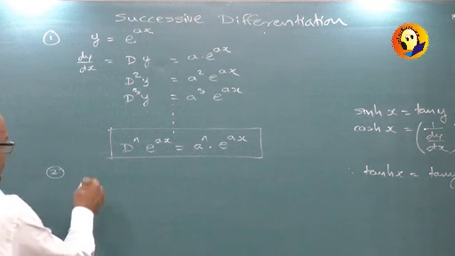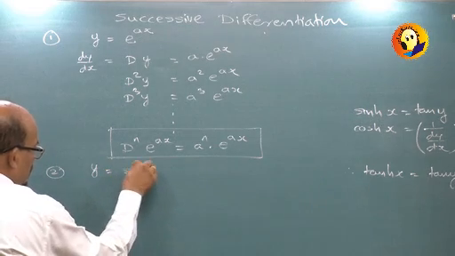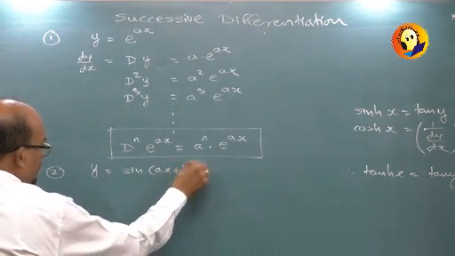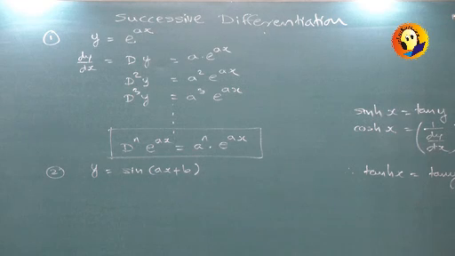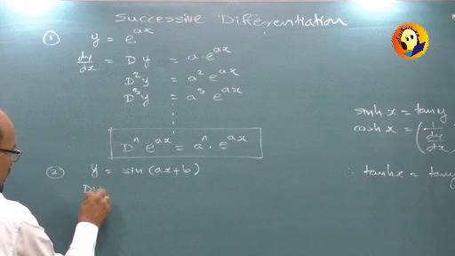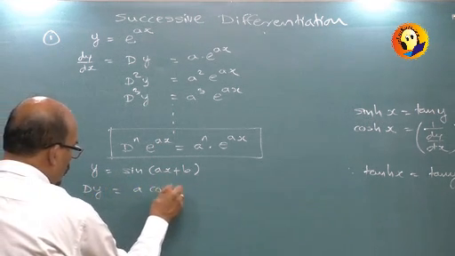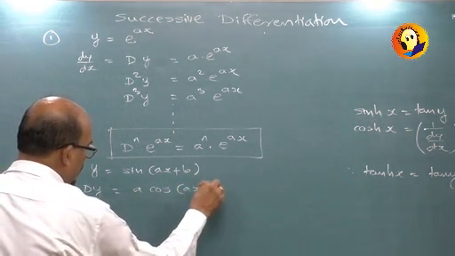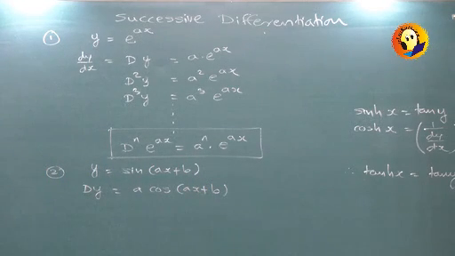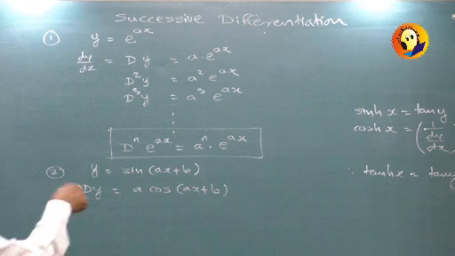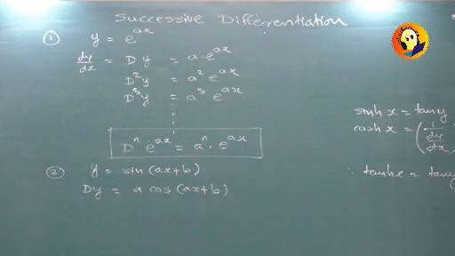What will happen if y is sin of ax plus b? Then D of y will be a cos of ax plus b. But we don't want cos, we want sin. Can we do it in that manner? Because the next derivative will be that D square will be replaced by minus a square. That one can very well prove.